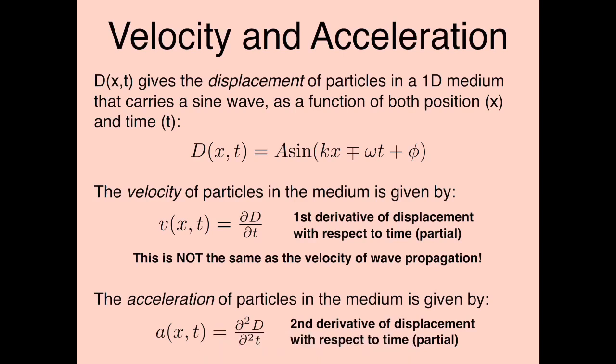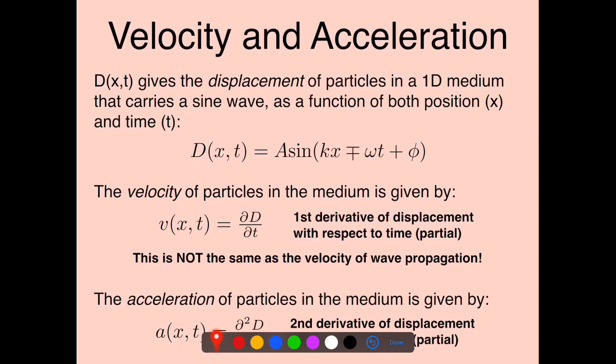So this kind of squares with what we know about velocity. It's the first derivative of position with respect to time. But keep in mind that this is not the same as the velocity that the wave itself is moving with. Remember, particles in the medium that are carrying a sine wave are going to be oscillating up and down like this around some equilibrium position.